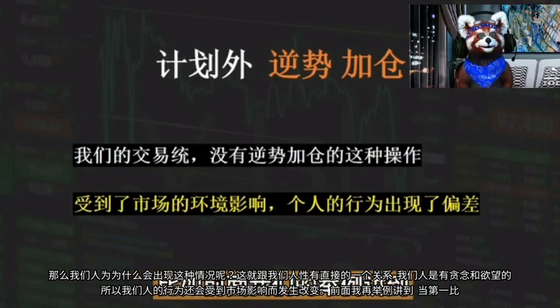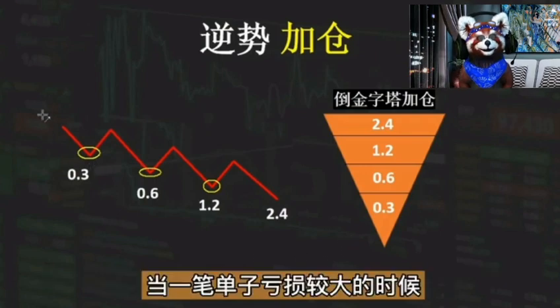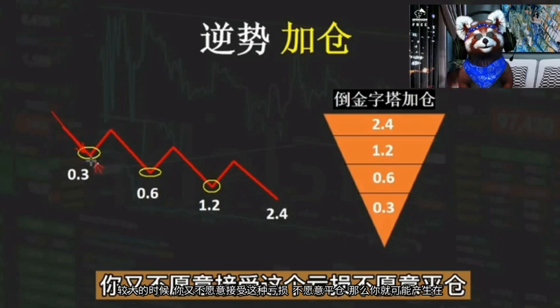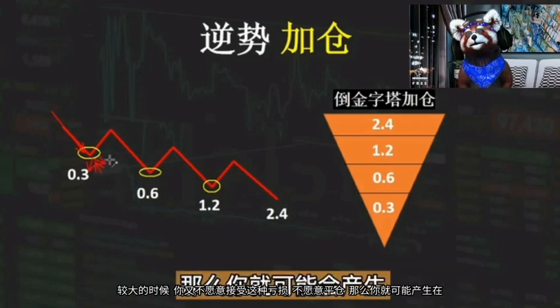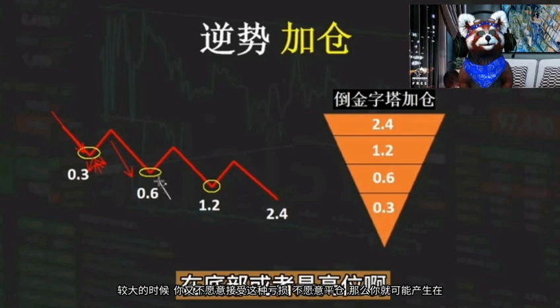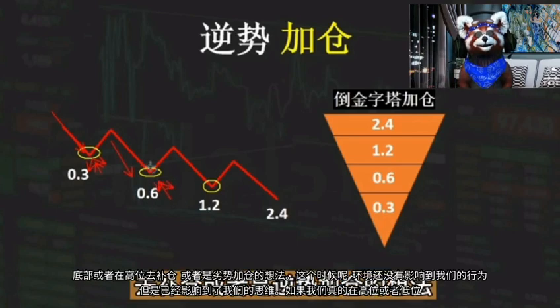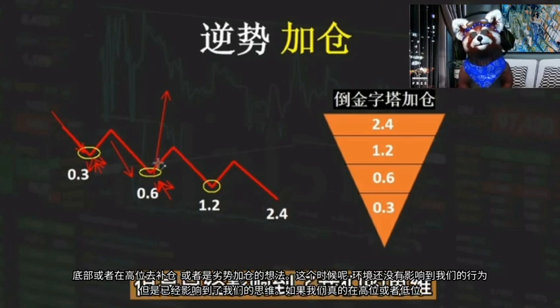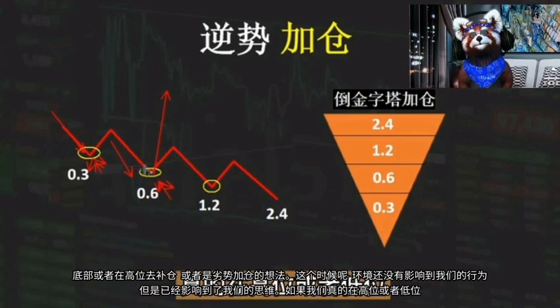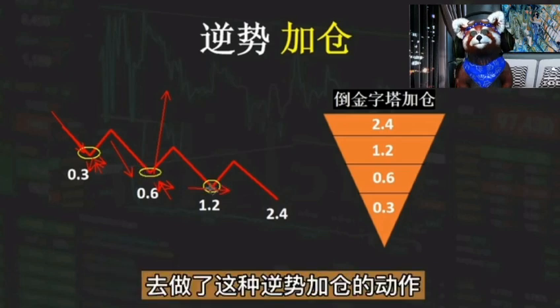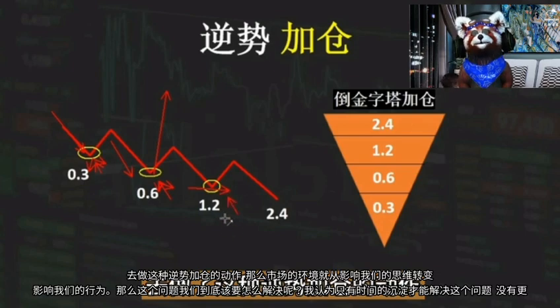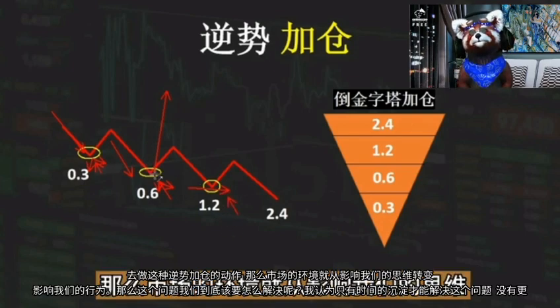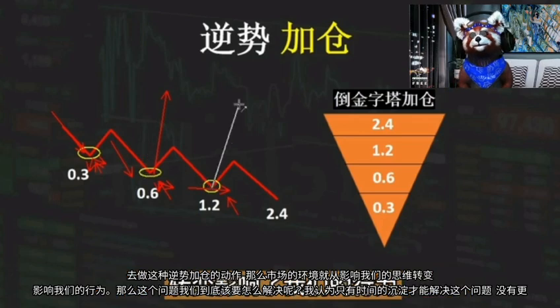As I mentioned earlier, when you're not willing to accept this kind of loss or close your position, then you might end up with the idea of covering positions at the bottom or at a high position, or adding positions at a disadvantage. At this point, the environment hasn't affected our behavior yet, but it has already affected our thinking. If we are really at a high or low position, if we engage in this kind of counter trend, the market environment will shift from influencing our thinking to affecting our behavior.